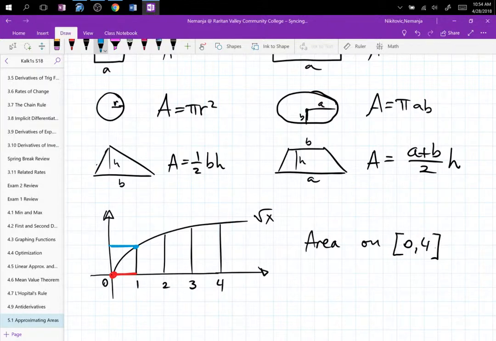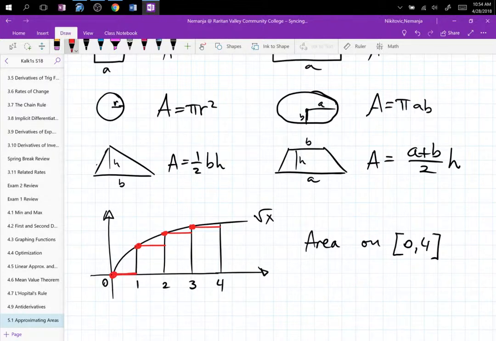So what I want to do first is use the left corners first. I'm going to create all of my rectangles by picking the left side and drawing these horizontal lines. So that's what I'm going to do.